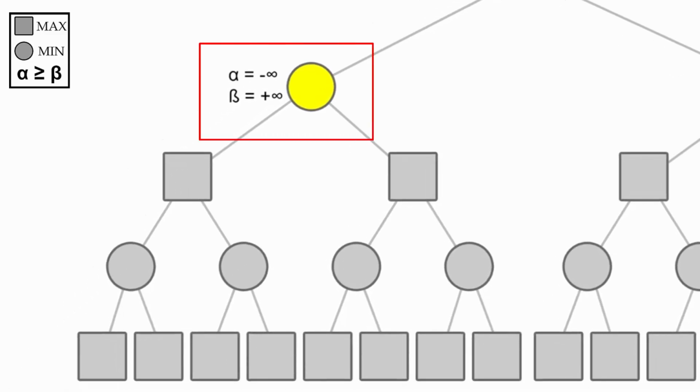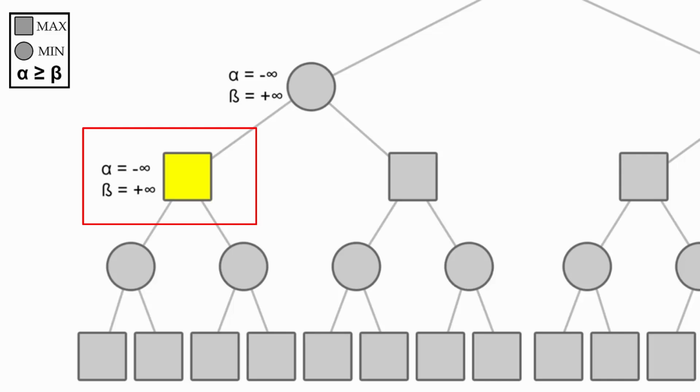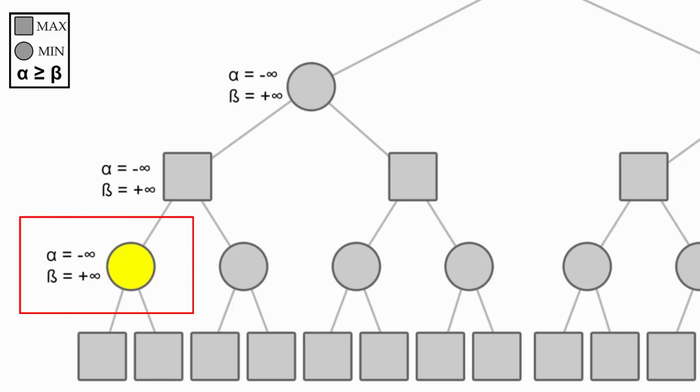Since here alpha is not greater than or equal to beta, we do not prune. We continue until we reach the terminal node. Again here, since alpha is not greater than or equal to beta, we do not prune. And here as well, alpha is not greater than beta. Okay, so now that we've reached the terminal node, we calculate the heuristic value. The value of this terminal is 10.